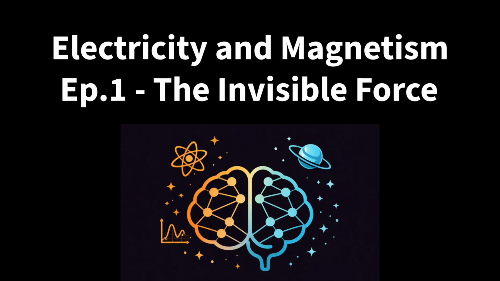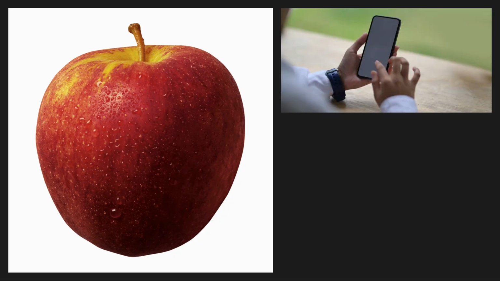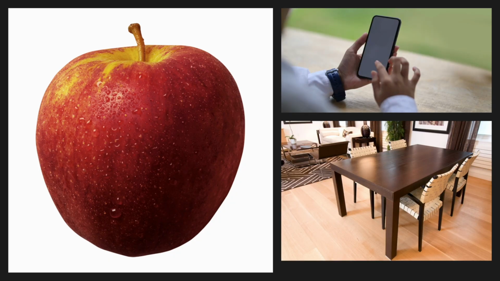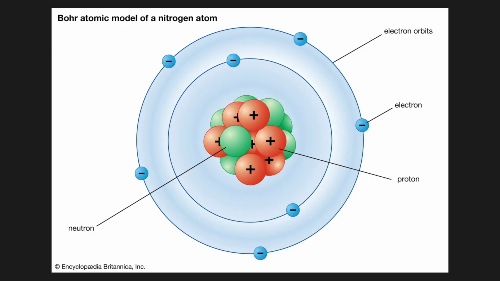This is episode 1. What does an apple, a phone, and a table all have in common? Well, they're all interacting with the force of electricity, and pretty much everything is. The interactions happening in your body, the earth, the sun, pretty much everything that has mass has to interact with electricity. Now, to understand electricity, we have to look inside the atom.